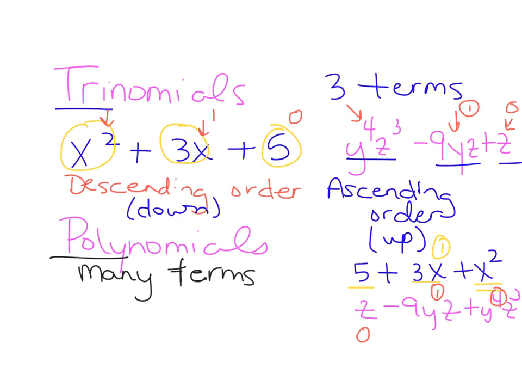So if I wrote something down like x squared plus 5y minus 6x plus 10, how many terms is it? Well, there's 1 term, 2 terms, 3 terms, 4 terms. So instead of calling it anything else, we just say it's a polynomial. Okay? So that just introduces this whole idea of the word polynomial.